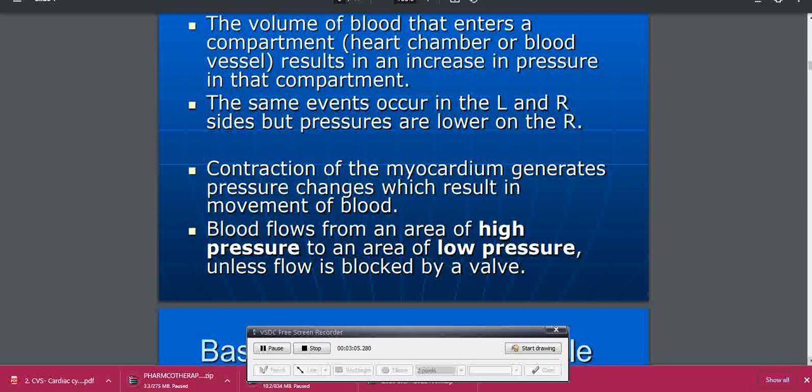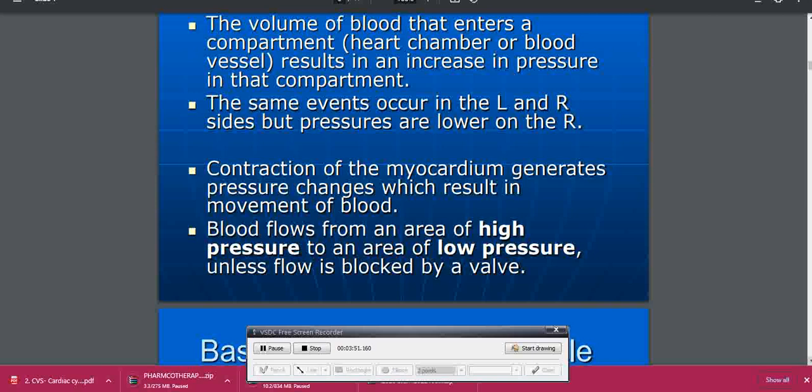Valves exist in the heart and the veins. The valves in the heart protect the chambers of the heart from the backflow of blood, while the valves in the veins also protect the veins from the backflow of blood. So when we have systole, that is contraction, contraction will initiate pressure, with blood flowing from high pressure to low pressure. Contraction of the myocardium will generate pressure changes which result in movement of blood from areas where there is high pressure due to contraction to where there is low pressure, that is where there is diastole.